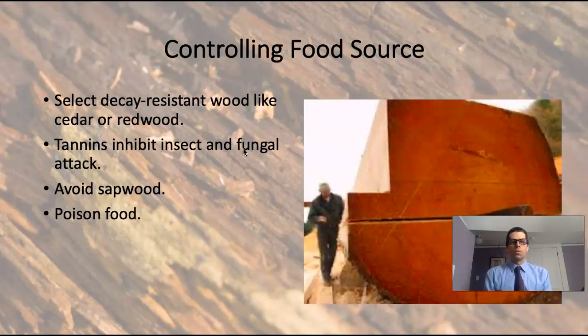Picking some sort of decay resistant wood initially, like cedar or redwood, can help control the food source as well, because fungus, termites, powder post beetles generally don't like cedar and redwood. Cedar and redwood are especially full of tannins. That's a chemical that is very unpalatable to all of those things we've talked about. It's like kind of a natural insecticide.